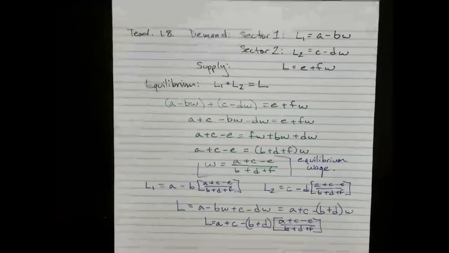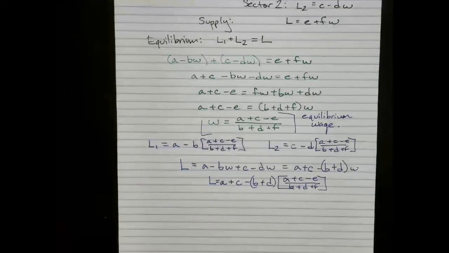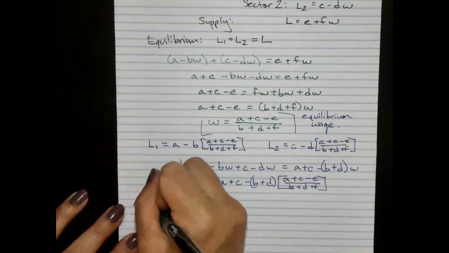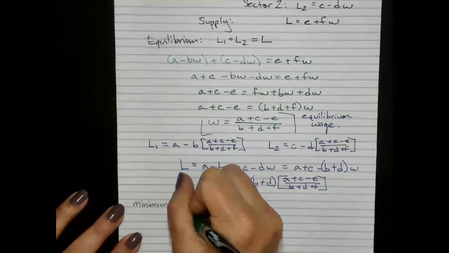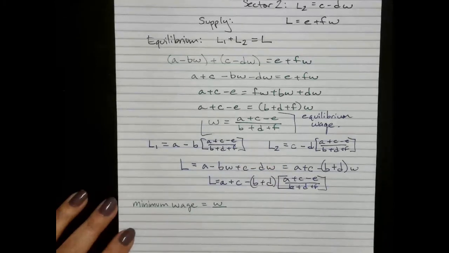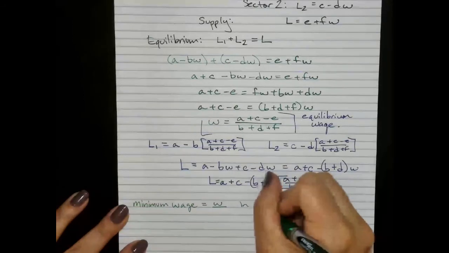The next thing we want to, ran out of space. There we go. Now you can see it. The next thing we want to do is talk about what would happen if there was a minimum wage in one sector. So the next part says there is a minimum wage, which is equal to W bar. That's not confusing, but it's only in sector 1.